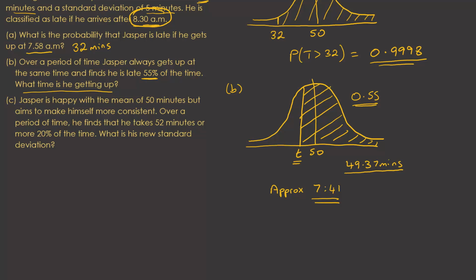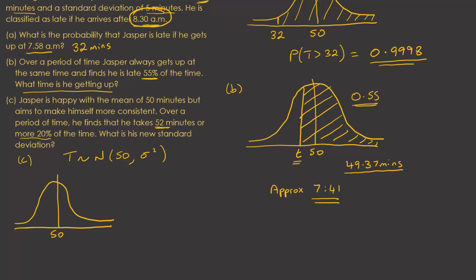So in part C, Jasper's happy with the mean of 50 minutes, but aims to make himself more consistent. So in other words, he's going to change the standard deviation. Over a period of time, he finds that it takes 52 minutes or more, 20% of the time. What's his new standard deviation? So his time is now going to be a normal with the mean still of 50, but we don't know the standard deviation. What information do we get from the question?